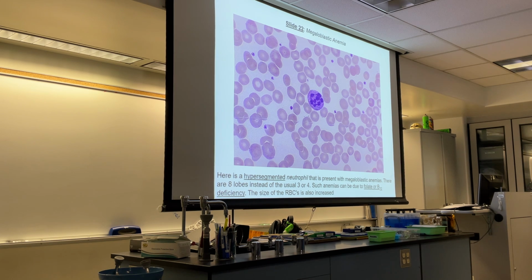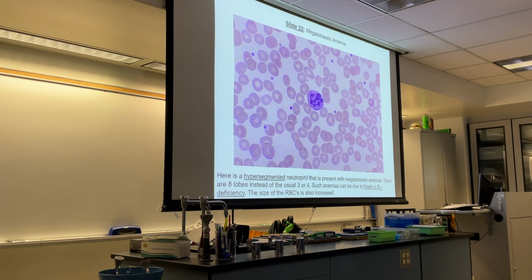But I also want you to notice something about the nucleus of this neutrophil. How many lobes do you see? Many, multiple. You're looking at about 6 to 8 lobes instead of normally having 3 to 5 lobes, or 3 to 4 lobes. So you have a hypersegmented or hyperlobed neutrophil. That is your telltale sign for megaloblastic anemia, okay?